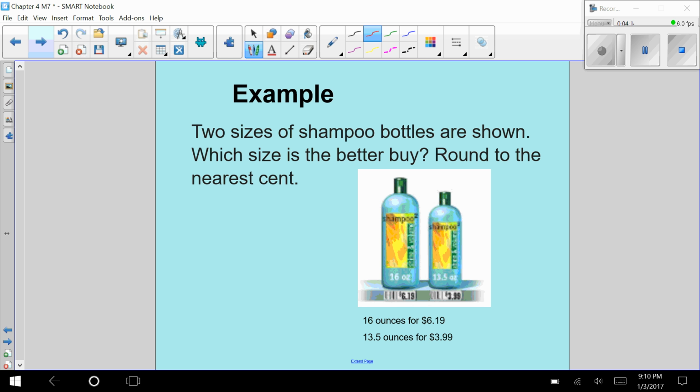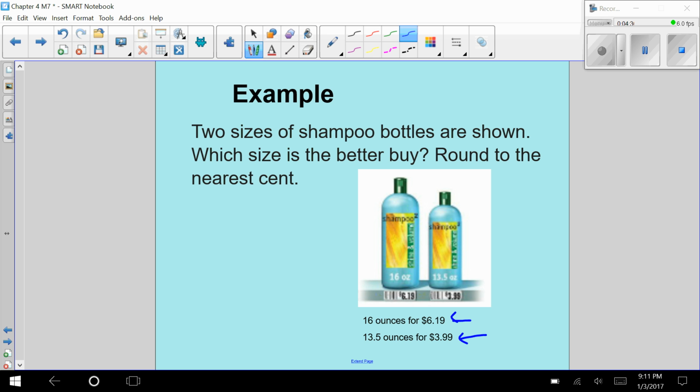All right, now we're going to look at unit costs. 2 sizes of shampoo bottles are shown. Which is the better buy? And we're going to round to the nearest cent in order to do this. Now, generally, we go to the store and we think that the bigger one is always the better price. Let's find out if it is. We have 16 ounces for $6.19 or 13.5 ounces for $3.99.